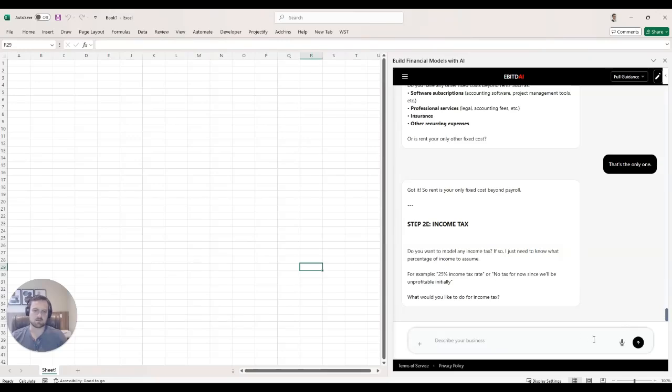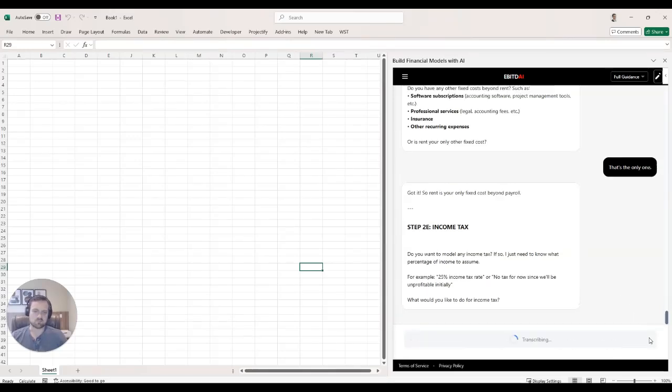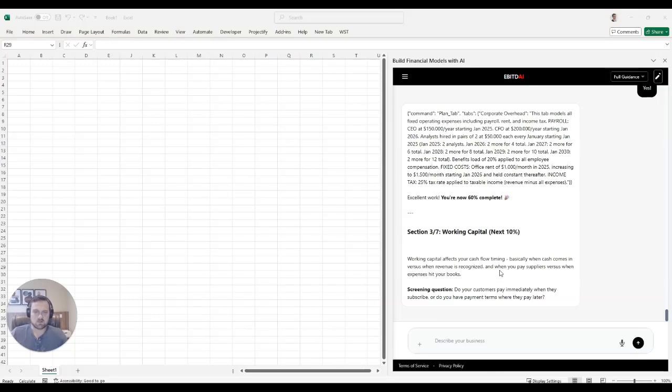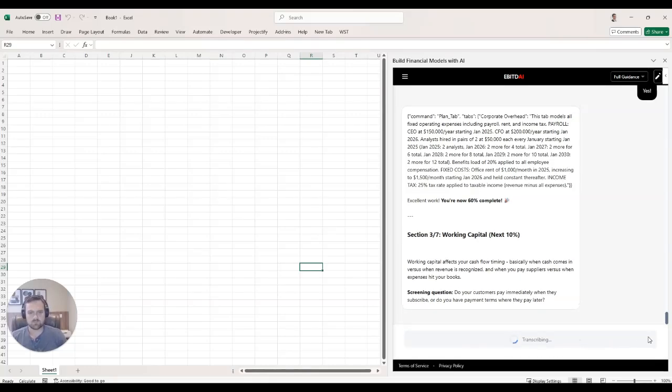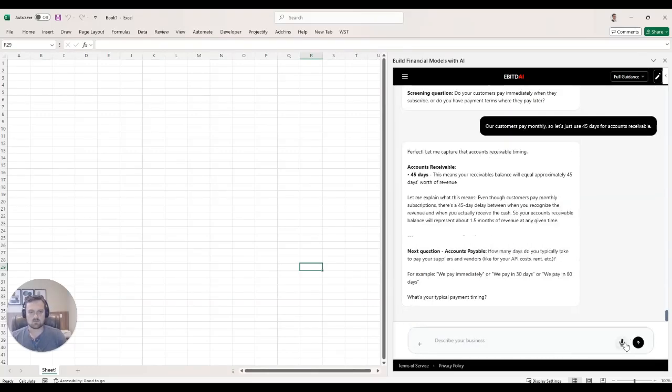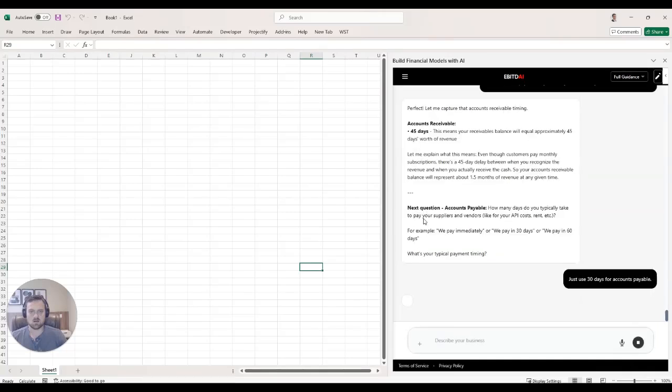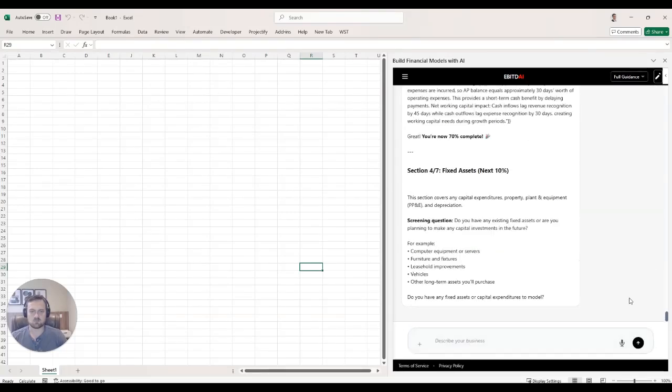Okay, now it's asking us about income tax. Yeah, let's just go with 25%. Now it's going to ask about working capital. It's asking about the timing of our customers. Our customers pay monthly, so let's just use 45 days for accounts receivable. Just use 30 days for accounts payable. Be normal, 45 days. It's asking here about capital expenditures or anything that's a fixed asset on the balance sheet.